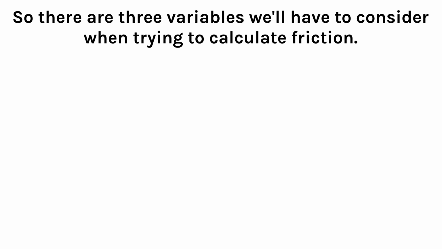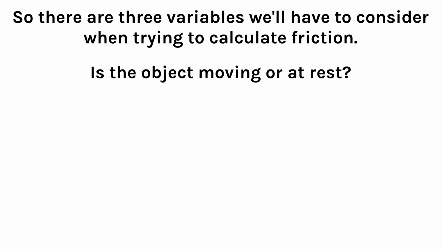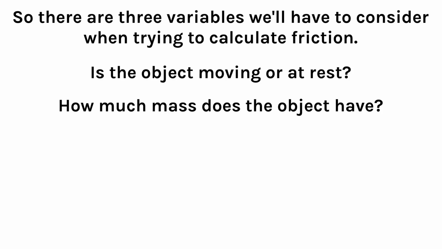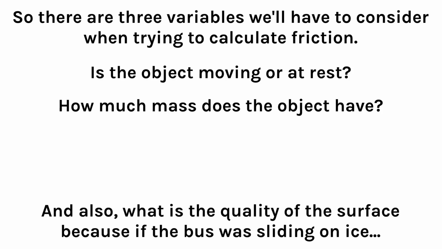So there are 3 variables we'll have to consider when trying to calculate friction. Is the object moving or at rest? How much mass does the object have? And also, what is the quality of the surface? Because if the bus was sliding on ice, there'd be very little friction.